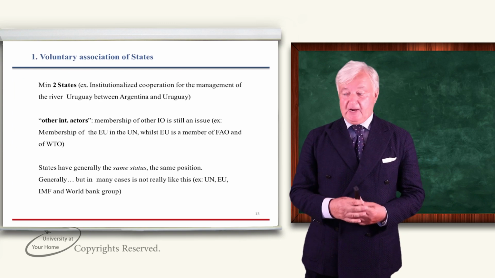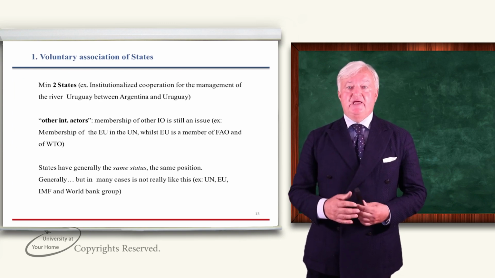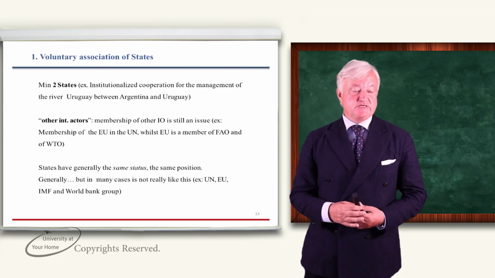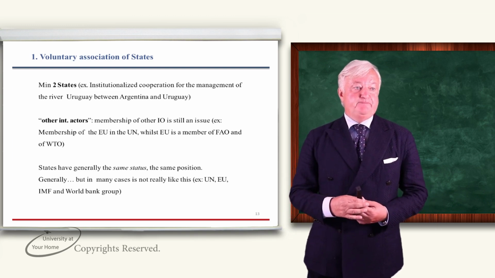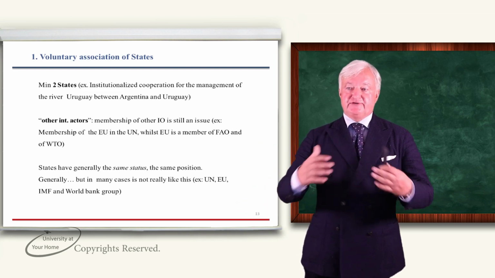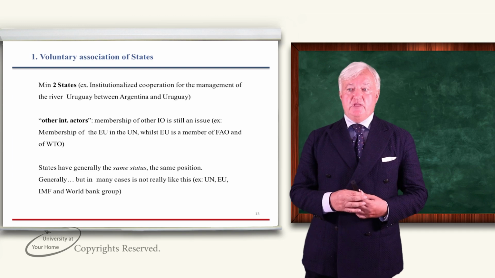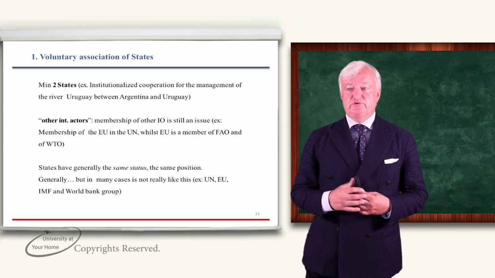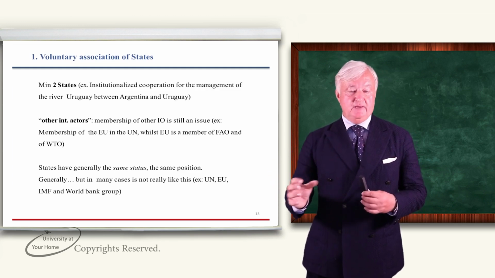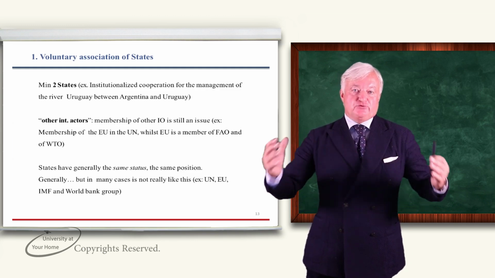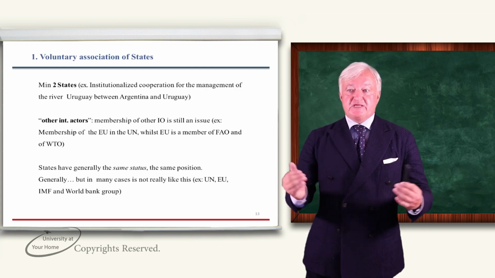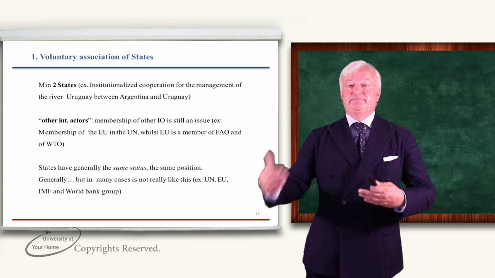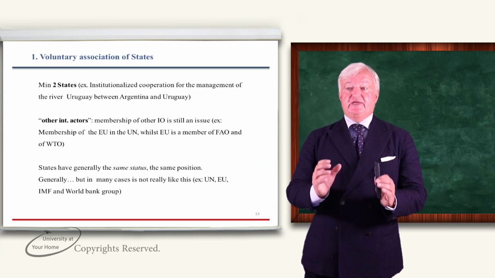So, first point, I mentioned the fact that an international organization has to be a voluntary association of states. At least, for creating an international organization, we need a minimum of 2 states. An example of international organization, one of the first in history, was the institutionalized cooperation for the management of the river Uruguay between Argentina and Uruguay. This was a first international entity, starting from some agreements between these 2 countries, and after a certain period the 2 countries decided to create a stable entity.